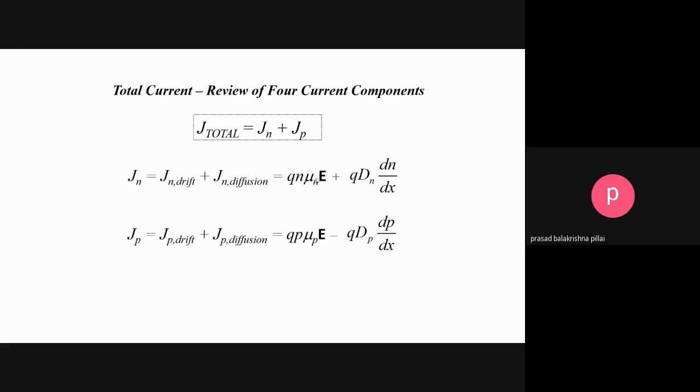Apart from the equations we have discussed earlier, that is the law of mass action, this is one of the most fundamental equations of the semiconductor, and it will be very often used for studying the electrical characteristics of your semiconductor.